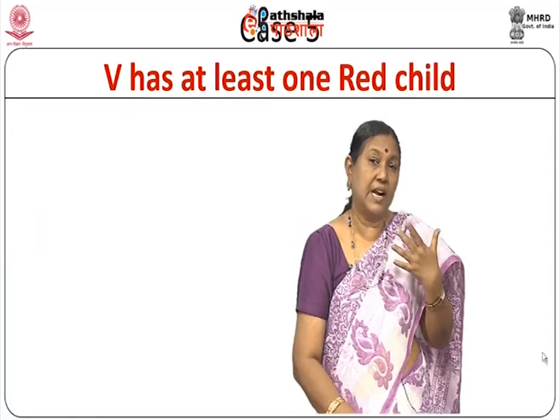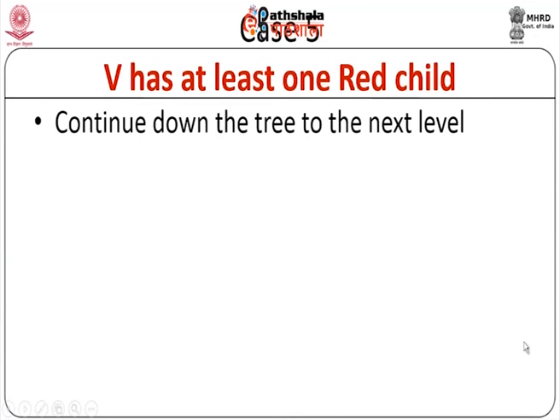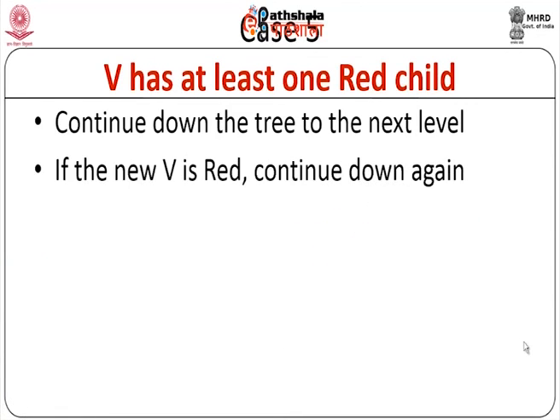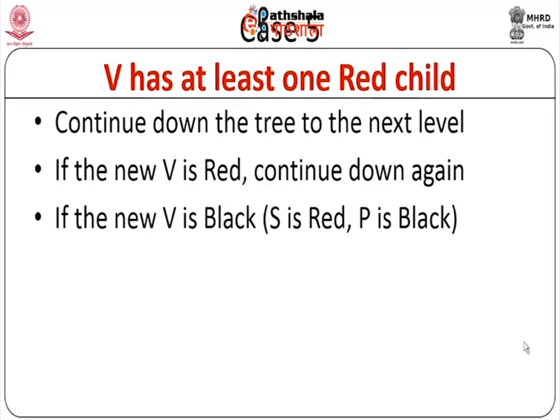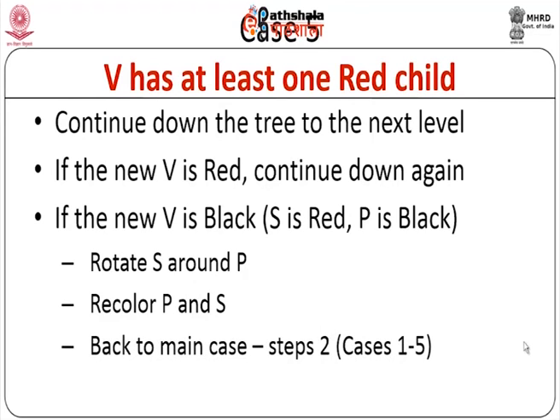Now, suppose V has at least one red child, continue down the tree to the next level. If new V is red, continue down again. If new V is black, S is red and P is black, rotate S around P, recolor P and S. Back to the main case, that is case 2, cases 1 to 5. All this was within step 2 where we did all the cases.